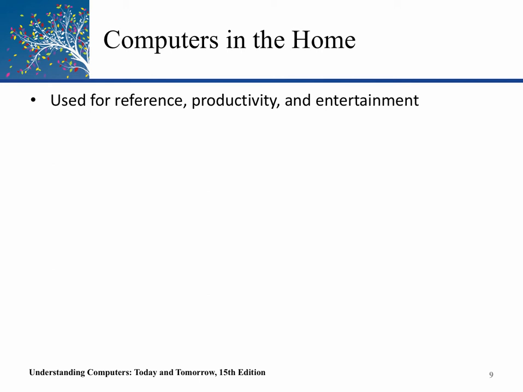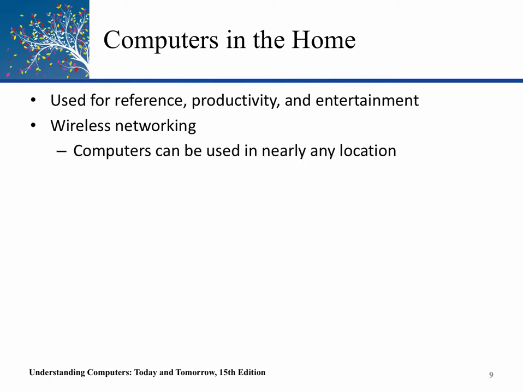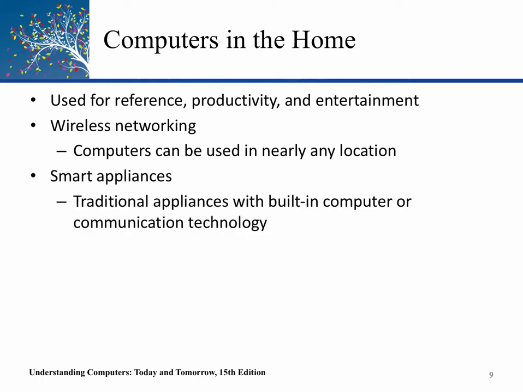Some of the other things that we'll look at that are related to this, we'll need to look at wireless networking. That way you can use your computer from anywhere. Do you have Wi-Fi in your home? What about your appliances? Can you access your phone and use it to control your garage door? Or what about your shopping list? How do you know if you're low on milk or you need eggs? That's where some of these things come from, with our traditional appliances having built-in computer or communication technology. And this translates into smart homes.